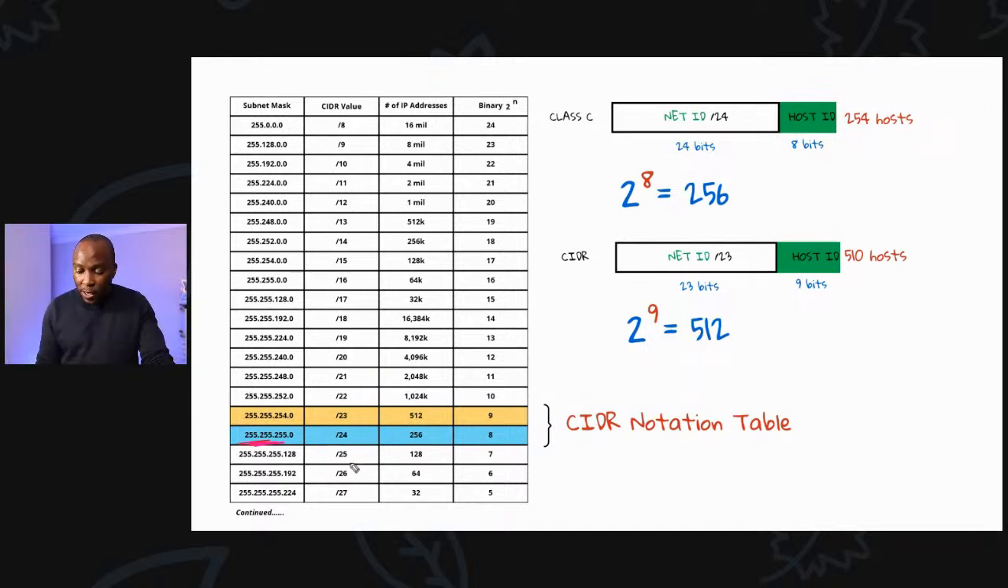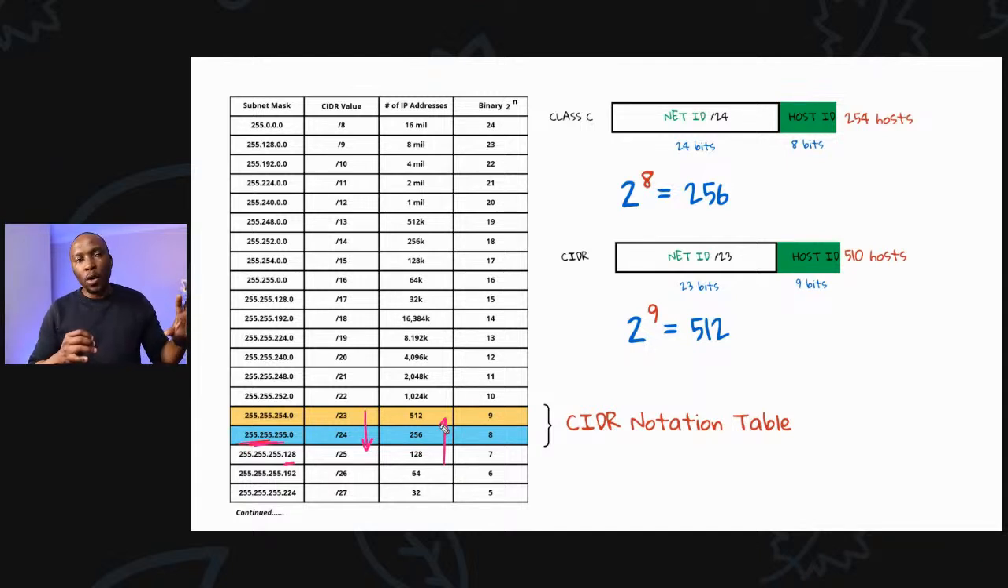And then a /25 means that we have borrowed 1 bit from the host portion of the network address, and we've added it onto the network portion of the address. So that becomes a /25. A /26 means that we borrowed 2 bits. A /27, we borrowed 3 bits. And a /28, we borrowed 4 bits. And as you notice, as the value increases, the number of hosts per network is decreasing.